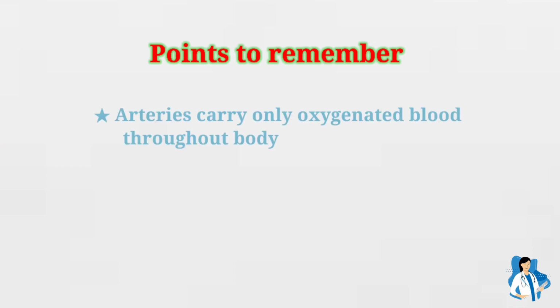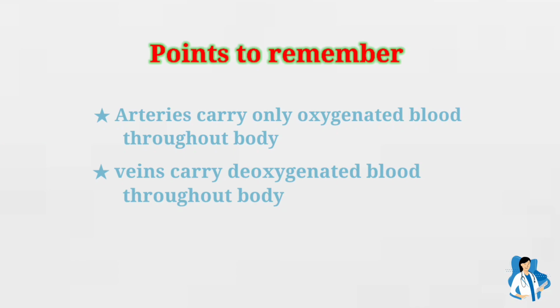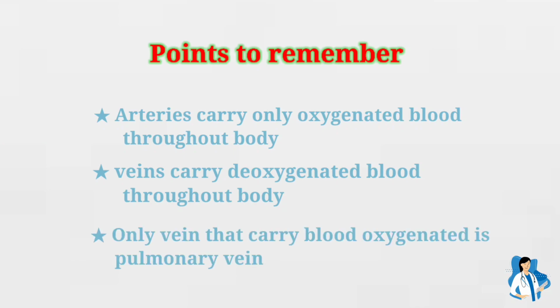Points to remember: arteries carry only oxygenated blood throughout the body, veins carry deoxygenated blood throughout the body. The only vein that carries oxygenated blood is the pulmonary vein. The next topic, structure of the heart.